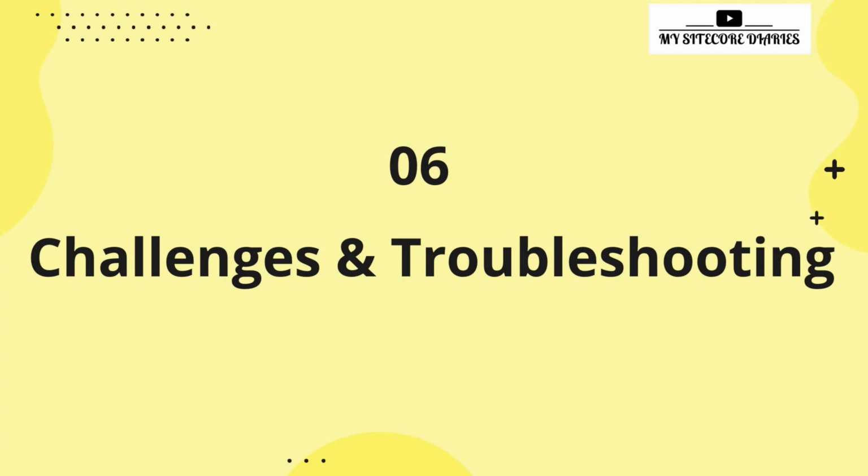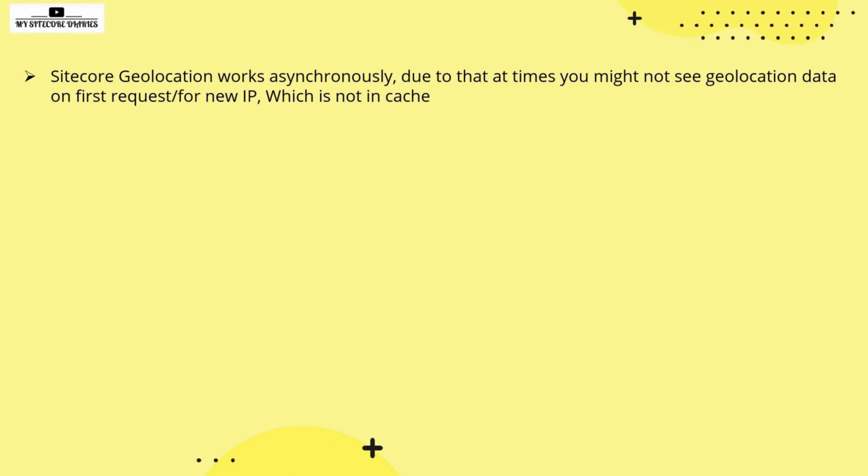Now we will see what the challenges and troubleshooting methodologies are. The first thing is that Sitecore geolocation works asynchronously. So its service is an asynchronous service, okay? It's not a synchronous service. Due to that, at times you might not see the geolocation data on the first request for a new IP. So the first time you pass it, you might not see that because it's asynchronous. Once it gets the response, then you might start seeing the IP address data in your XDB.